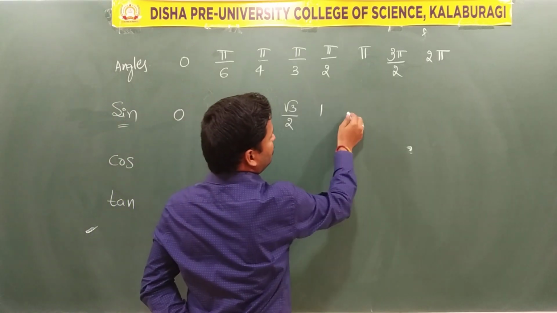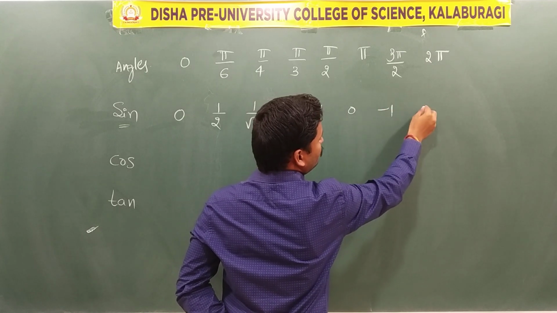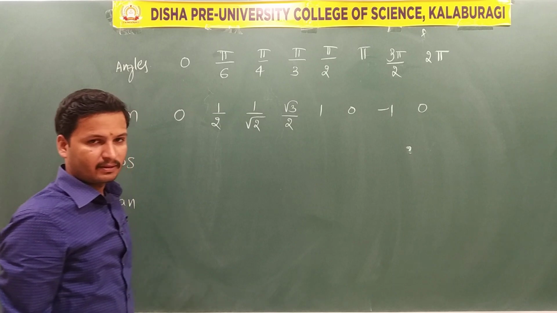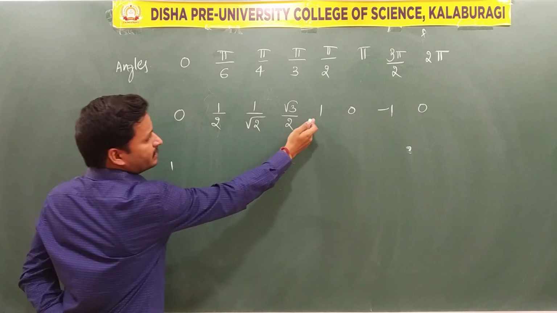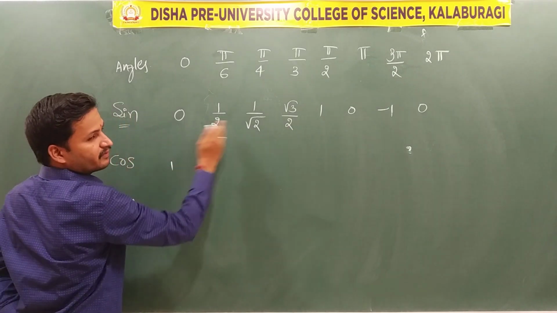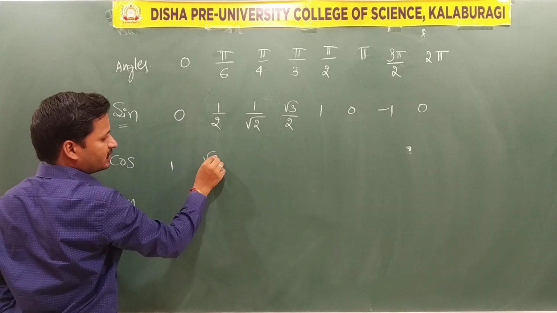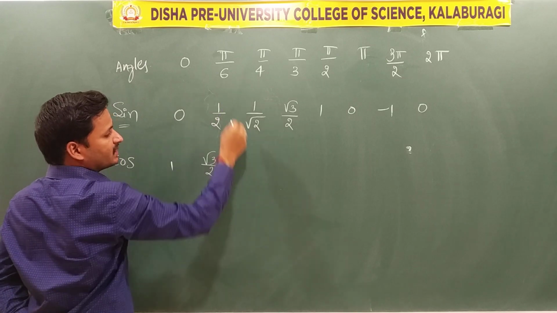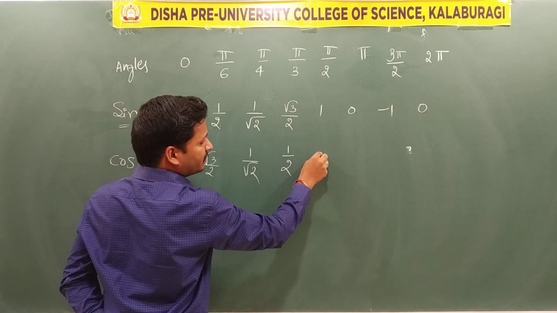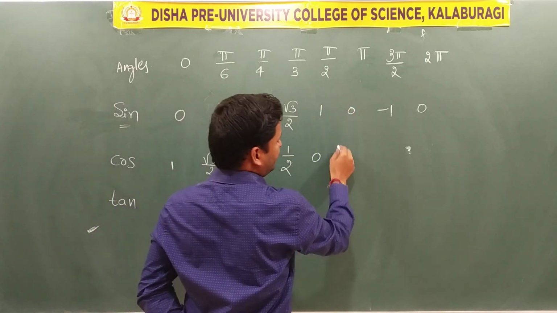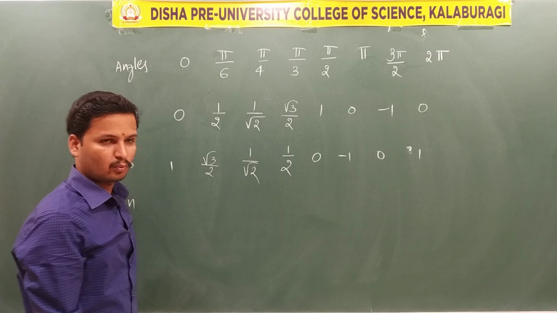Next, sine 180 is 0, sine 3 pi by 2, that is sine 270 degrees, is minus 1, and sine 360 degrees is 0. Here the cos function. So cos 0 is 1. Just rewrite these values from 90 degree to 0, in reverse. So cos 0 is 1, cos 30 degrees is root 3 by 2, next cos 45 degree is 1 by root 2, cos 60 degree is 1 by 2, cos 90 degrees is 0. Next cos 180 degree is minus 1, cos 270 degree is 0, cos 360 degree is 1.